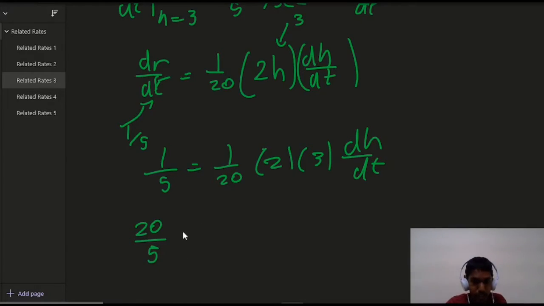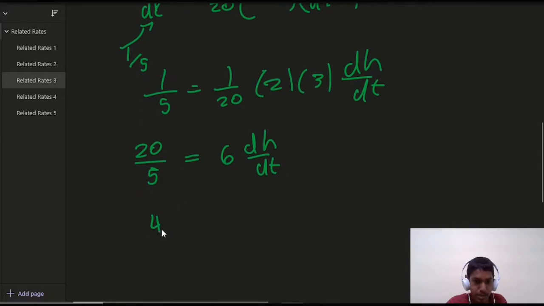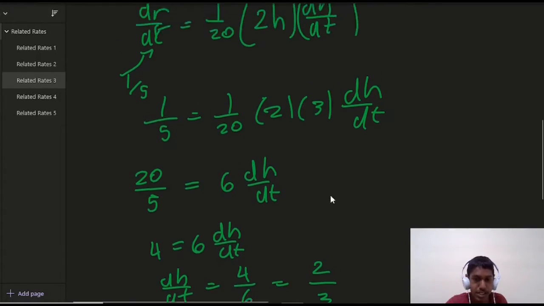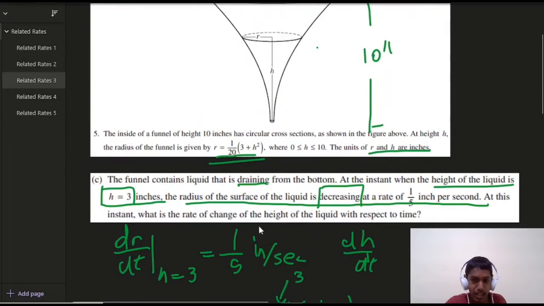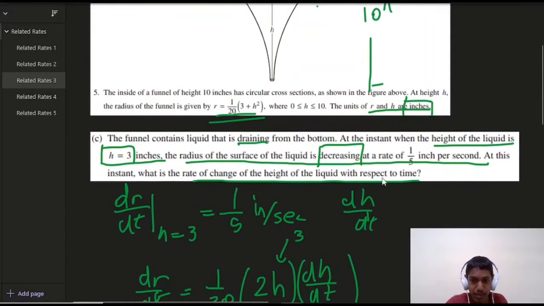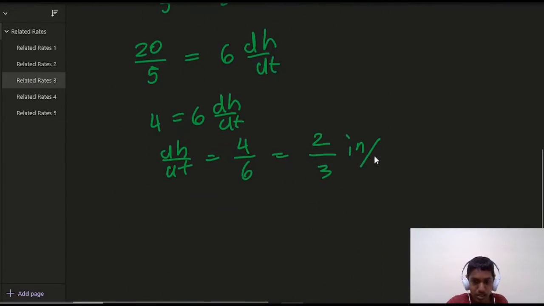So, 20 over 5 is 6 dh/dt. That becomes a 4. And then our final answer is going to be 4 over 6. Simplify that to 2 over 3. What are our units? The rate of change is the height with respect to time. Now, what is height measured in? It's measured in inches. So this should be inches per what unit of time? Per second. So inches per second.